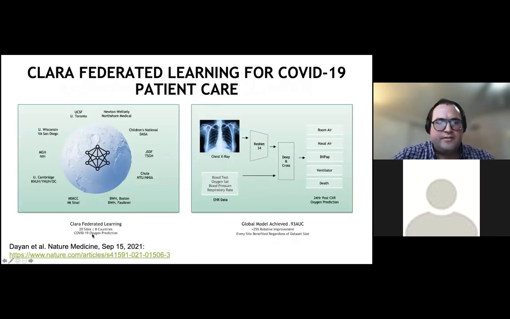As I said, we had 20 different sites, and the goal was to predict the oxygen needs a patient would require when arriving at an emergency department with symptoms of COVID-19. So we predicted the oxygen needs in a 24-hour and 72-hour period after arriving in the ER. Based on a chest x-ray and a set of EHR data, like standard blood levels and these tests, and some patient information like patient age, was used as input to the model.